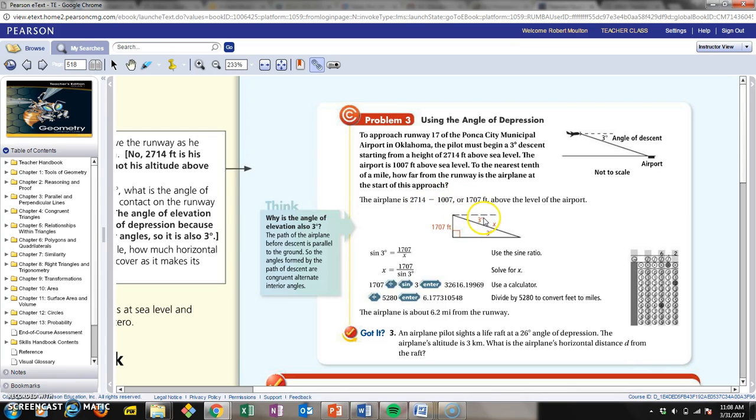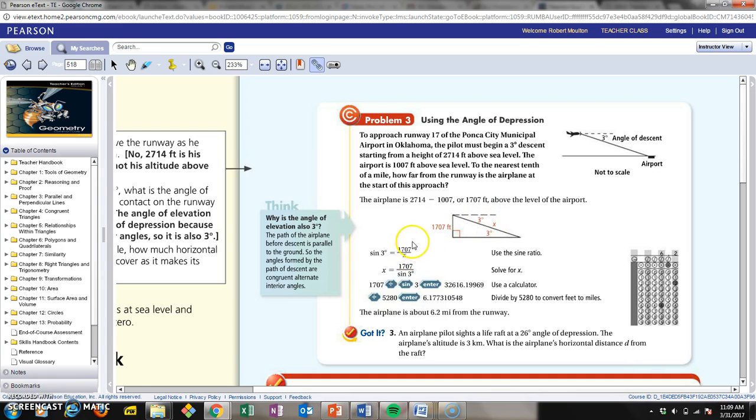So now we have a new problem. The angle of depression was 3 degrees. Since there are alternate interior angles, you see the Z shape, this is also 3 degrees. So now we could use the opposite leg and the hypotenuse, which is x. That's what we want to know: how long is this distance from the airplane to the runway? Again, opposite over hypotenuse, that is sine. So sine of 3 equals 1707 over x.